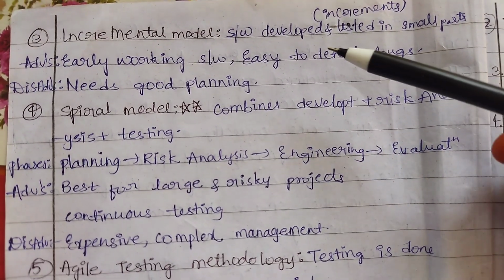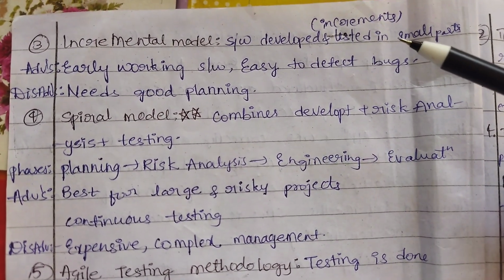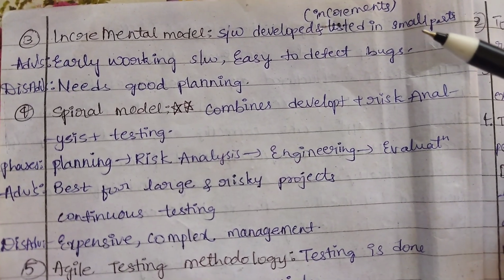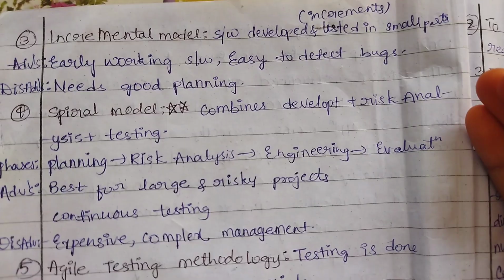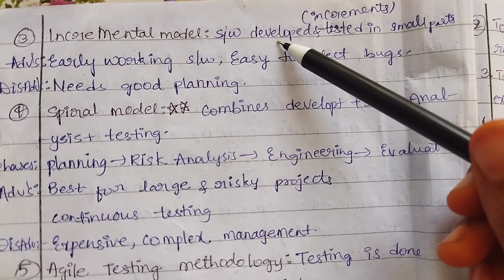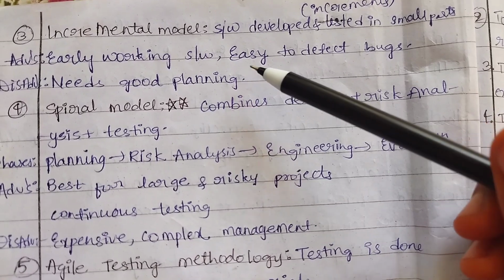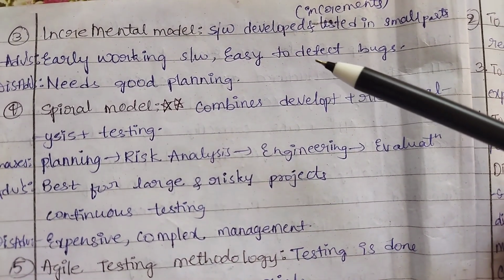Third model is the incremental model. This model is used for software development and testing. It is suitable for testing in small parts, like an incremental process. The advantage of this model is early working software, and it makes it easy to detect the bugs.